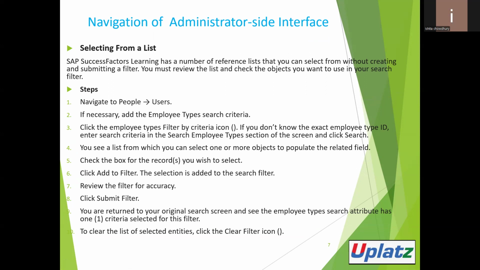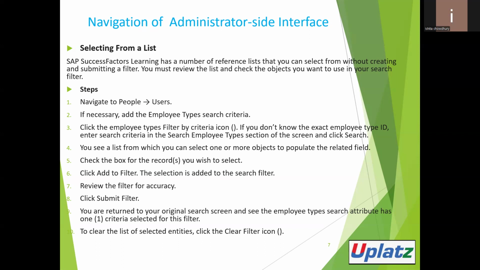So, in order to do that, what happens? Steps: navigate to People, Users. If necessary, add the employee type search criteria. Choose the employee type filter by criteria icon. If you do not know the exact employee type ID, enter search criteria in the search employee type section of the screen and click search.